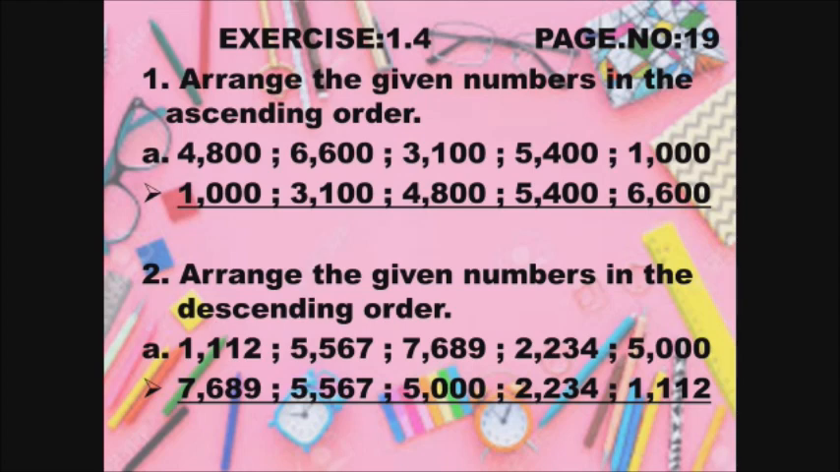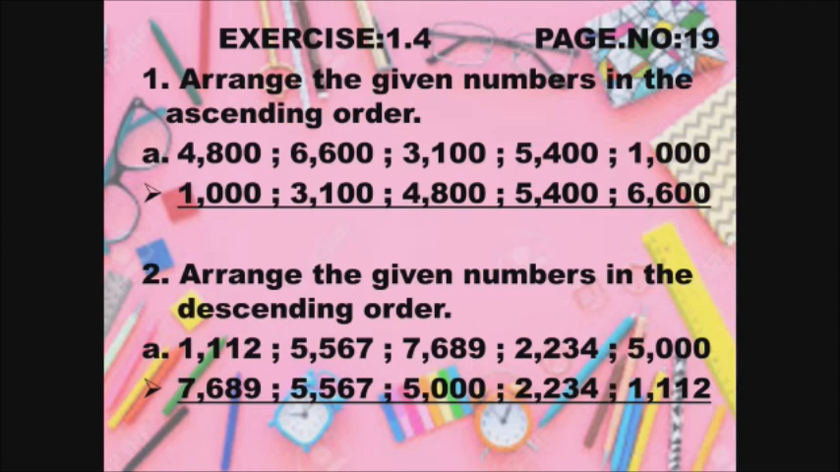Like this, you have to find the smallest number. If the first digit in the thousands place is the same, you have to move on to the hundreds place, and then find the smaller or greater number. Now we can see descending order. Second sum, arrange the given numbers in descending order.